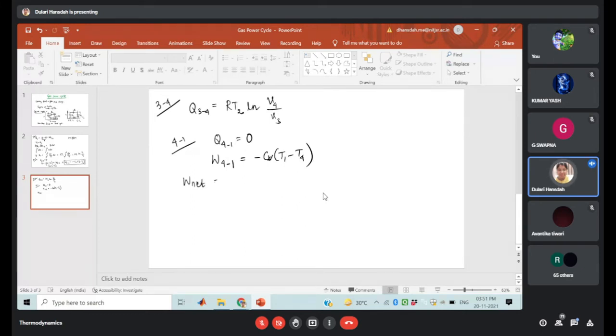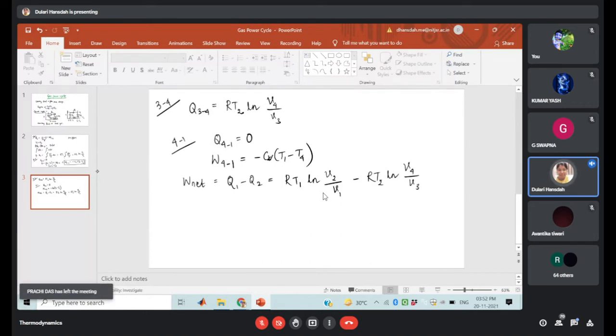Then we can find out what the W net will be. W net will be Q1 minus Q2, which I can write as RT1 ln (V2 upon V1) minus RT2 ln (V4 upon V3). So this will be the W net. If you take V2 upon V1 and V4 upon V3 in terms of the temperature, it will reduce to another equation. I'm not writing that part. Just remember this one. This is the W net.